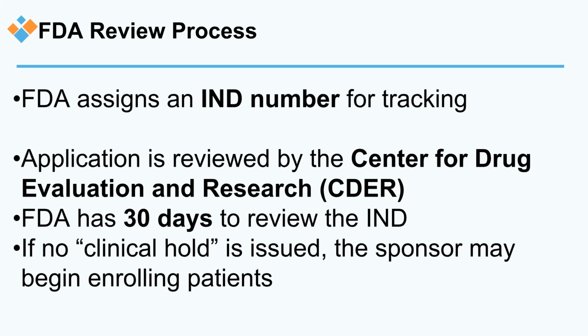In the FDA review process, meaning it checks all the data, preclinical, manufacturing, and even the qualifications. Then, the FDA assigns an IND number for tracking. It's like our online orders that we can check using the tracking numbers. The Center for Drug Evaluation and Research reviews the application, with 30 days allotted for review. If no clinical hold is issued, the sponsor can begin enrolling patients.